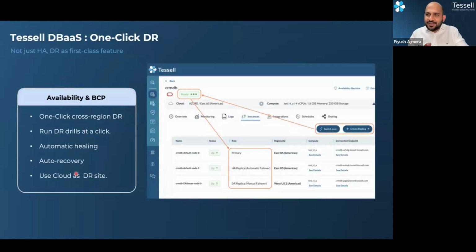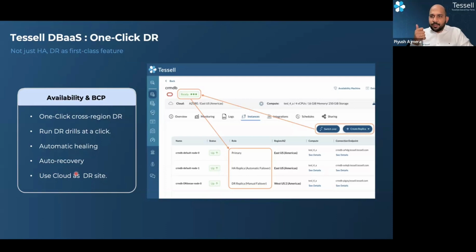How does this happen, right? We were talking about all these big terms, I'll give you HADR. Is it a very complex operation? No, it is as easy as you just go and create a replica or create a DR, right? You'll be able to do a cross-region DR with a click of a button. You'll be able to fail over to a cross-region DR from the Tessell console itself.